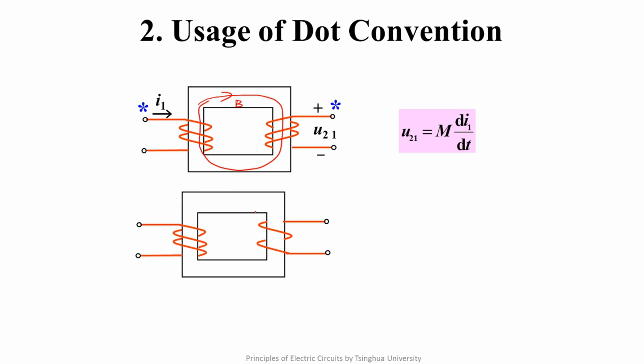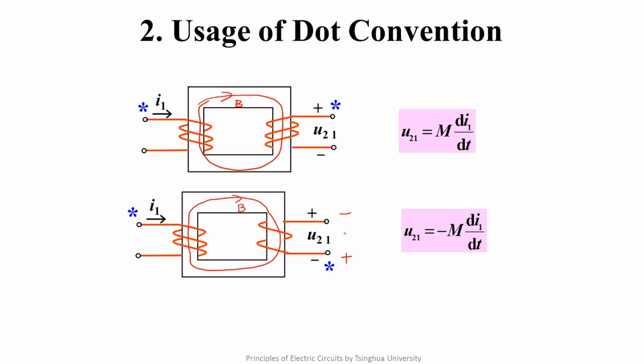For the second question in the previous lecture, we also said the upper left is a dot. Then the direction of the magnetic field is also clockwise. So the lower right needs to be set as a dot for the second coil. If the current of the first coil flows into the dot, and the reference direction of the voltage across the second coil is from non-dot to dot, then we can get that U21 equals minus M dI1 over dt. Or conversely, in the second coil, if the reference direction of the voltage is from the dot to another terminal, we can get that U21 equals M dI1 over dt.